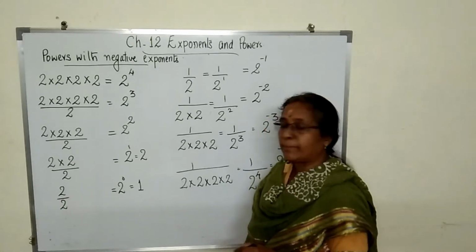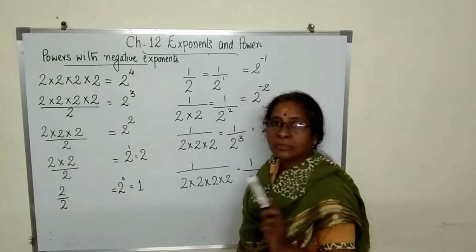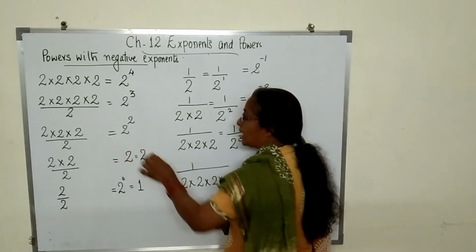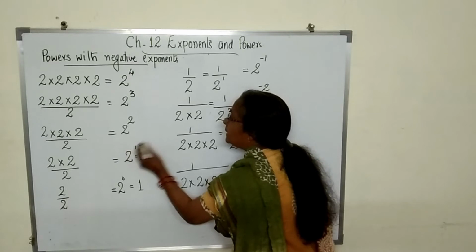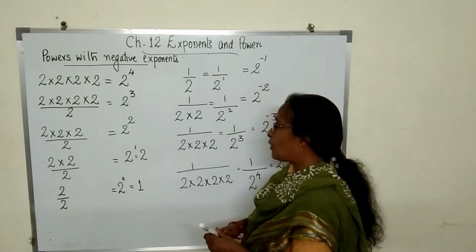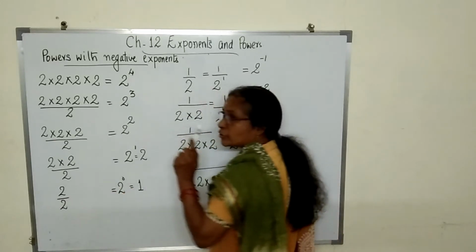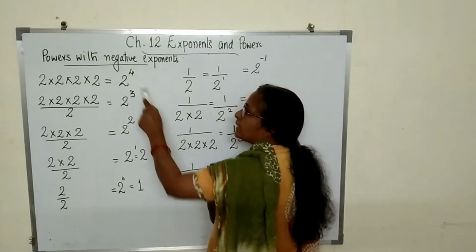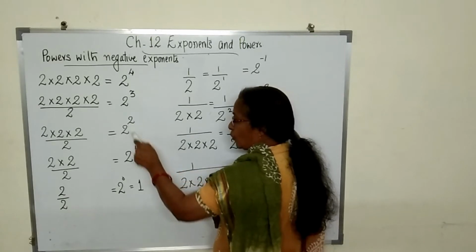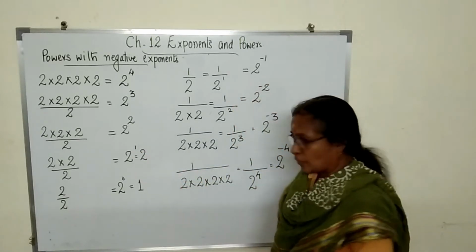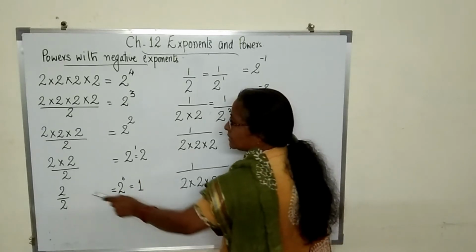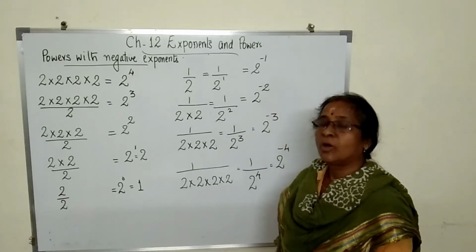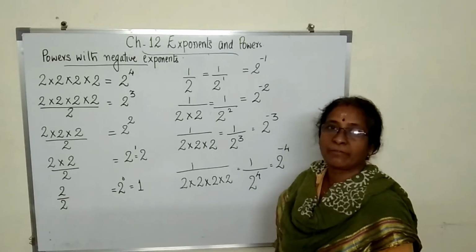Continue dividing by the same base. That is, 2 raised to 2 divided by 2 will become 2 raised to 1. And usually when the power is 1, we don't write it; we ignore it. Now when 2 raised to 1, that is 2, is divided by 2, what should we get according to this rule? See here, 4, 3, 2, 1. Then what you should get? 0. So 2 raised to 0 is 1, since 2 upon 2 is 1. So whenever the power or the exponent is 0, the value of the power will be 1.